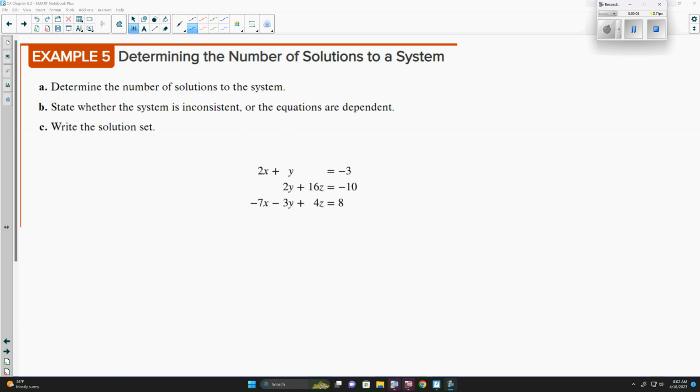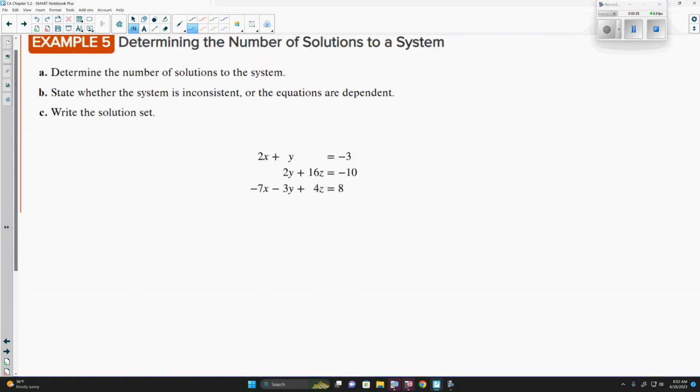All right, guys. So what we're looking at here is finishing up the note sheets from yesterday, our solving systems of equations with three variables. And one of the main ways to solve this is to eliminate it down to a single variable and then go from there.